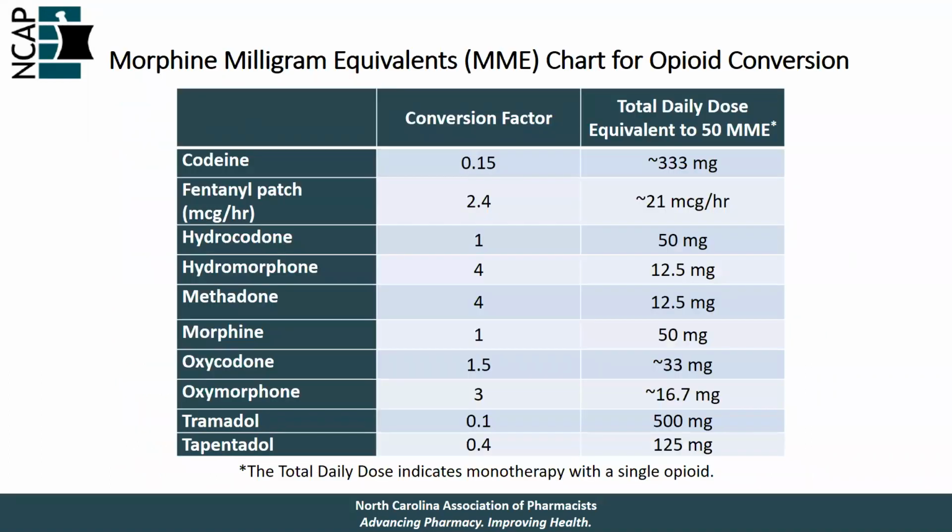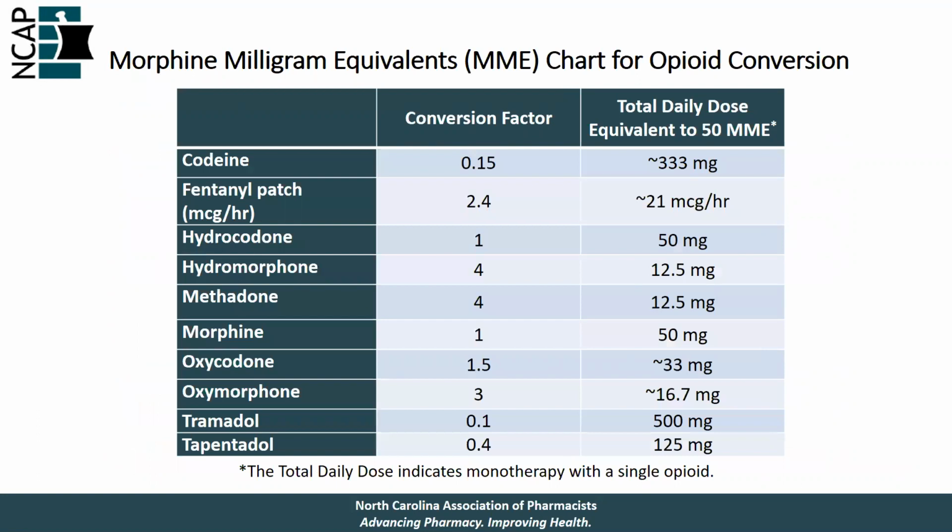Okay, so I mentioned that we would have these charts later on in the presentation. This is our MME conversion chart. And you can see we have our common opioids down the left side, followed by the conversion factors in the middle. But we took it a step further and we converted what the dose would be for each medication to be equal to 50 milligrams of morphine.